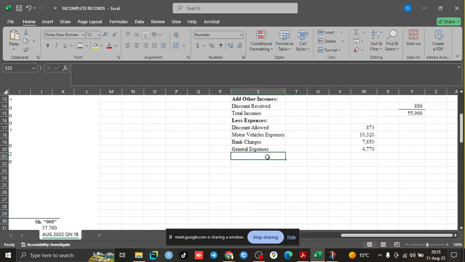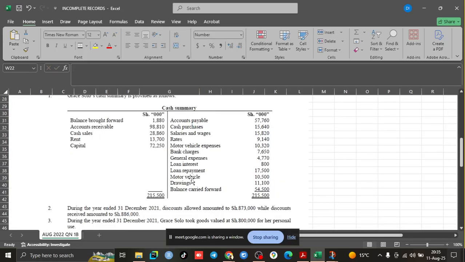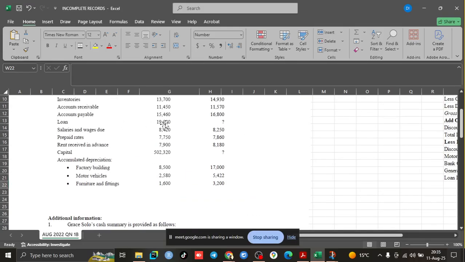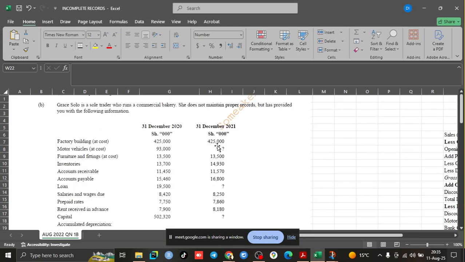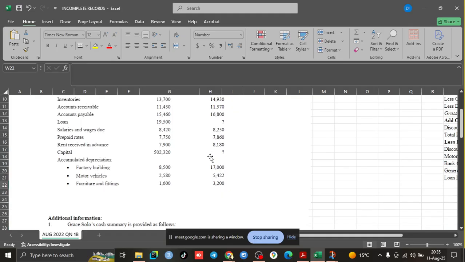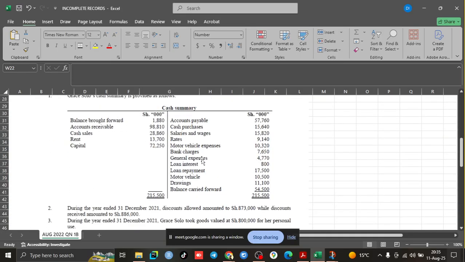Direct expense as it is, 800 shillings. Then tuko na loan repayment. Loan repayment itakuja kutupea the carry forward value. So naona hapa kuna question mark for the loan repayment, not for the loan amount. So tutaenda kuidetermine in that place.